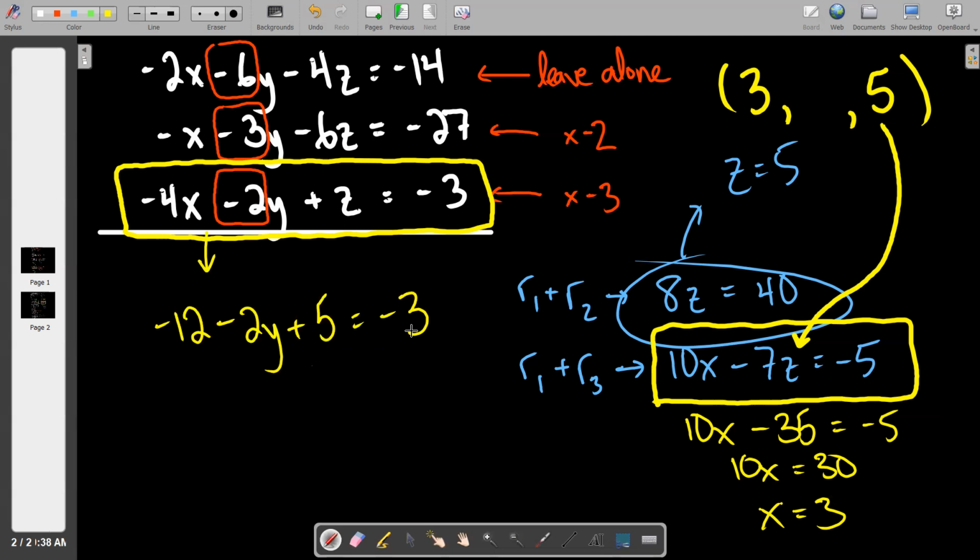If you combine your constants, negative 12 plus 5 is negative 7. Add the 7 over the other side, you get 4. So you get negative 2y equals positive 4. You get y equals negative 2. And the puzzle is complete.